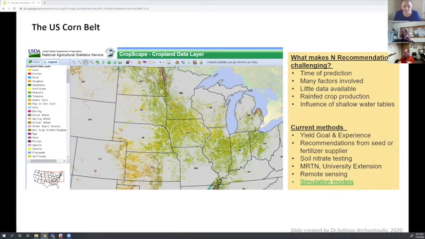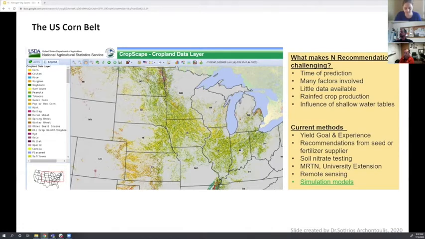Nitrogen fertilizer, it's a big issue. I would say a topic of research since the introduction of fertilizers. We try to come up with better equations, better tools. We don't have yet the perfect tool, but we are trying. On the challenges, to me, the main challenges with nitrogen recommendation in this environment are 5. I'll put there some bullet points. The first one is the time of prediction.